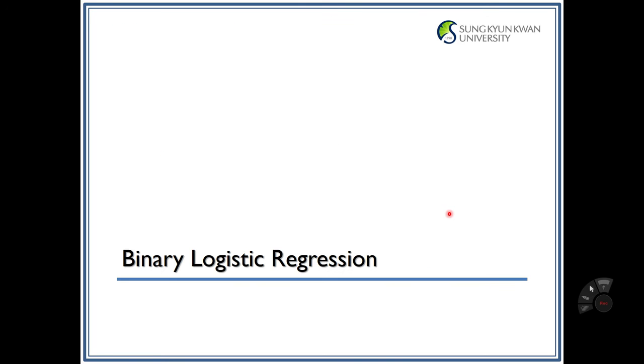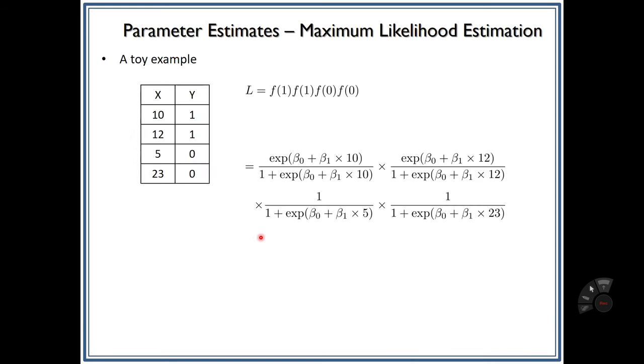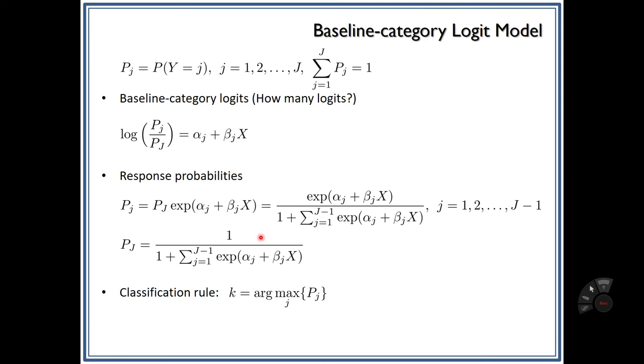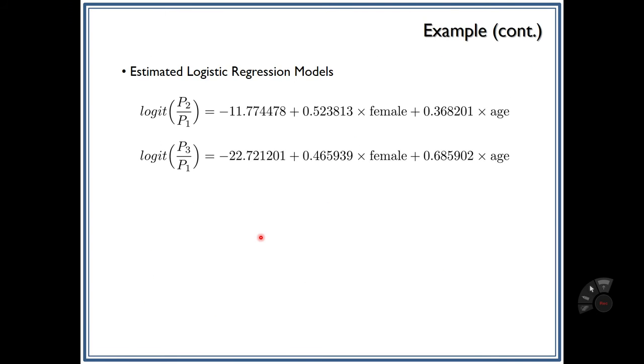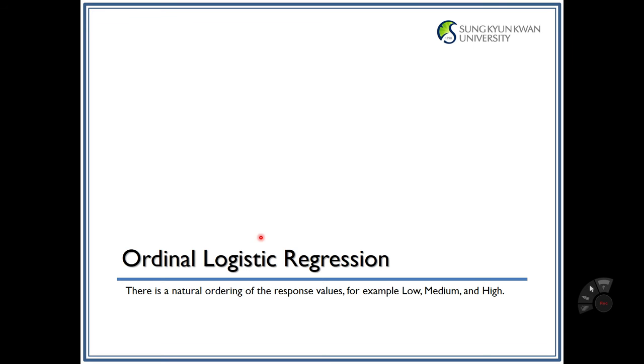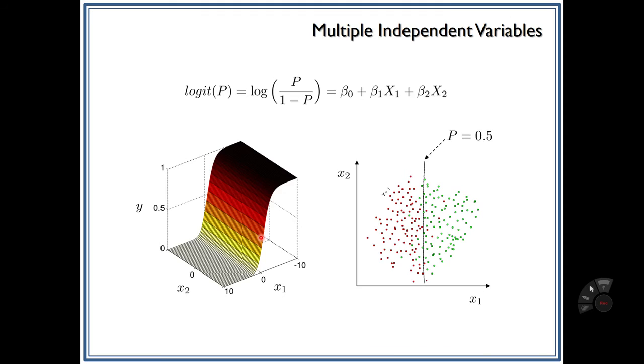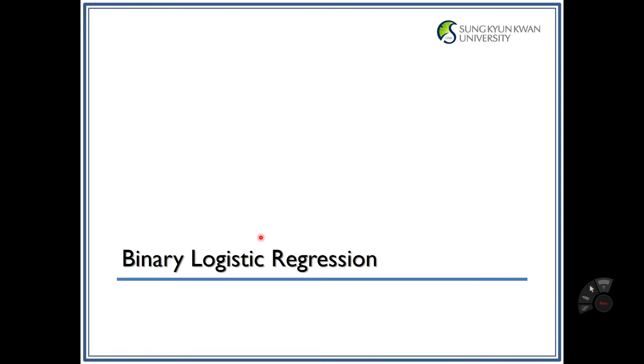And in logistic regression, what we're gonna do is look at three cases. The first one is binary logistic regression, the second one is nominal logistic regression, and the third one is ordinal logistic regression.